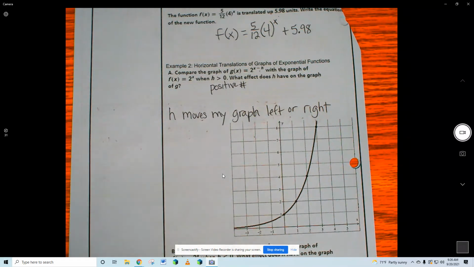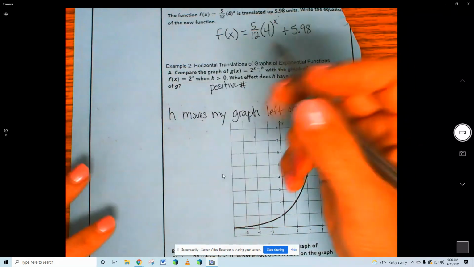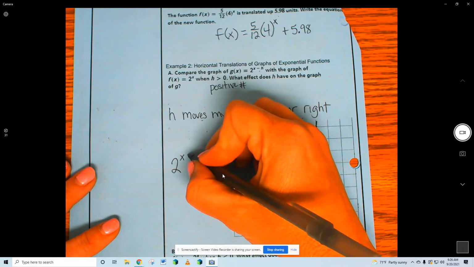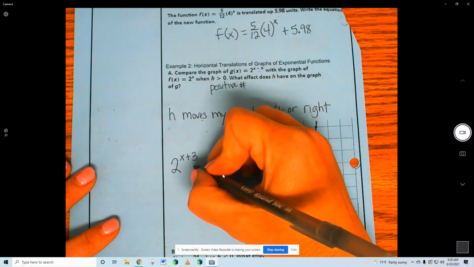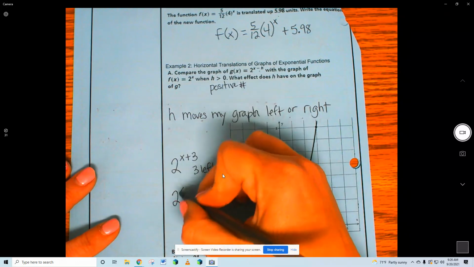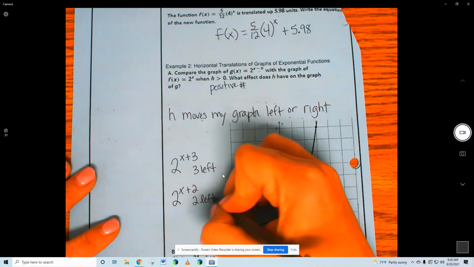Okay, so if h is a positive number, like let's make one. 2 to the x, and I'm going to make it a positive, plus 3. This means 3 left. Remember, opposite sign. 2 to the x plus 2. 2 left. Opposite sign.